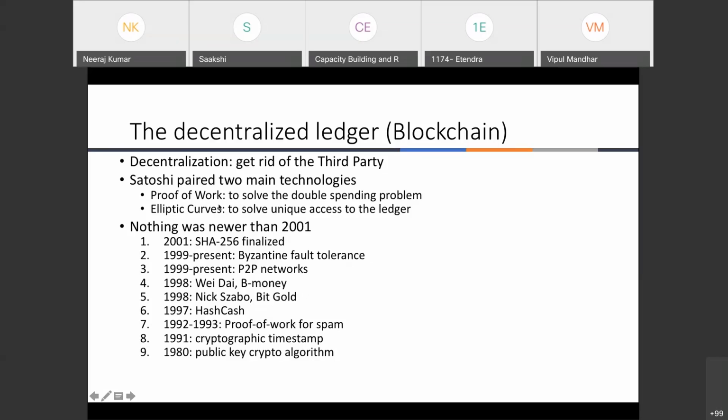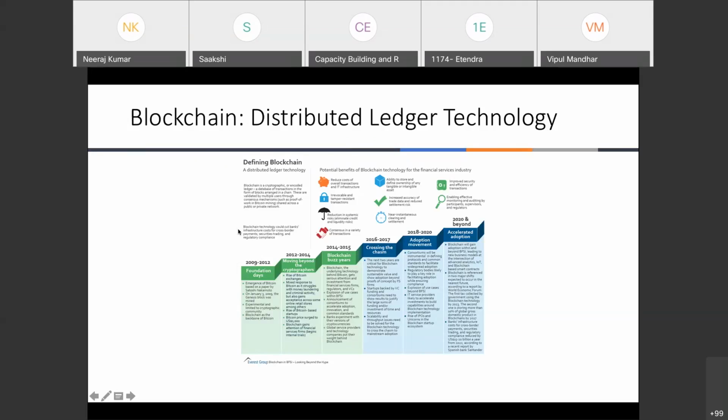So this SHA-256 protocol has been used for generation of digital signatures, and for the hashing mechanism, which has been used for verification of the transactions. So for blockchain technologies, back in 2009 to 2012, there were some foundations there.